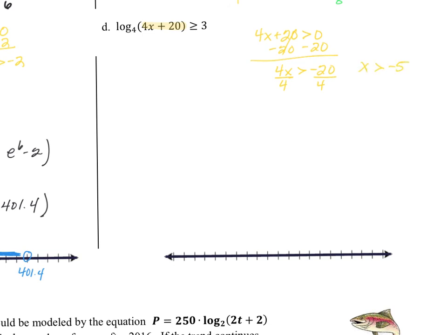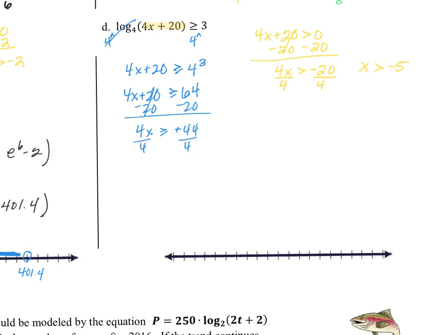Okay, now I have to solve my actual equation. So we're going to raise it to 4, and I do that because it's log base 4, those cancel. And I get that 4x plus 20 is greater than or equal to 4 cubed. Well, 4 cubed is 64. So 4x plus 20 is greater than or equal to 64. We're going to subtract 20 from both sides. 4x is greater than or equal to positive 44. Divide by 4. X is greater than or equal to 11.